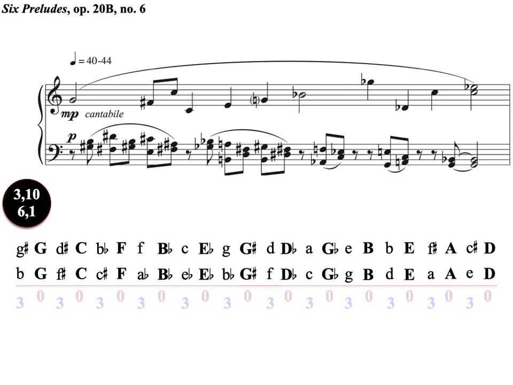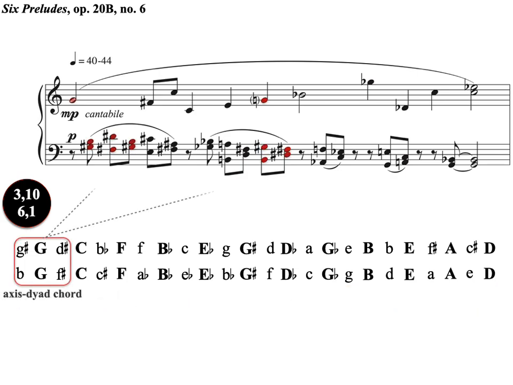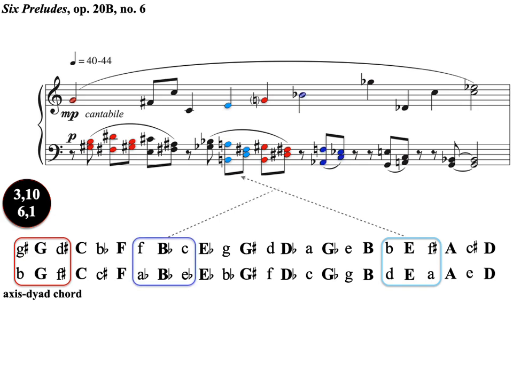The first axis dyad chord in the array appears at the very beginning of the prelude and is articulated a second time halfway through the first phrase. The collection with axis dyad E is realized in the middle of the phrase, and its tritone partner is articulated several beats later.